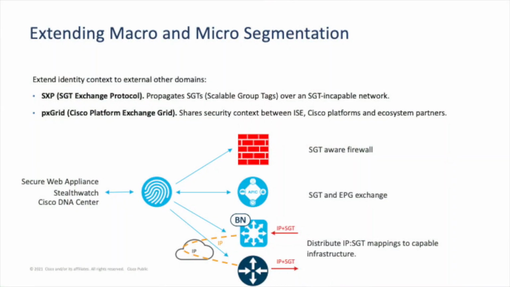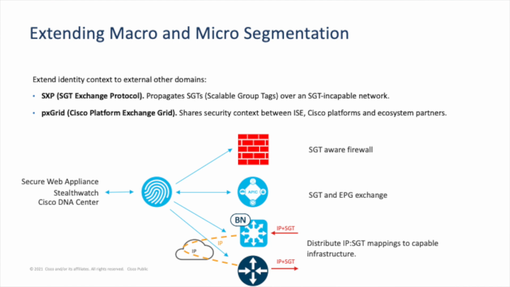Okay, moving on. As far as extending identity context to other places goes, we do have two protocols, SXP and pxGrid. They do different things, but for the sake of this conversation, which is focused specifically on SD-Access and extending segmentation data, we can think of them as roughly the same thing. What this means is we have ISE that runs both pxGrid and SXP. These are open standard protocols. ISE can then share SGT and relational data with other systems. So it works with our firewalls, FTD and ASA. It also works with a number of other vendor firewalls if they've built that protocol stack into their implementation.